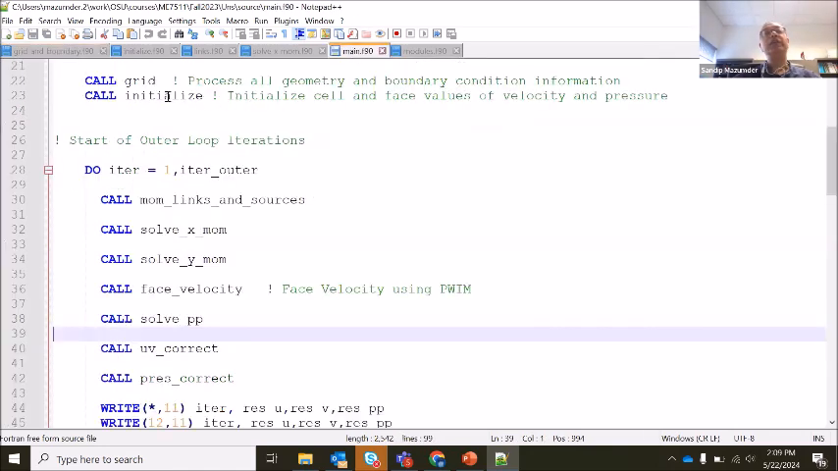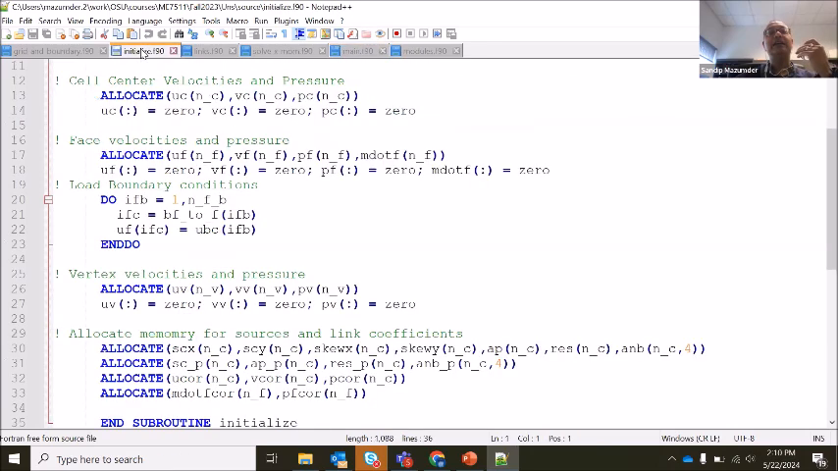All right, then we have this subroutine called initialize. And as I said, this is where you allocate memory and you initialize all of the arrays. And I'll just show you what is being done here. So for example, I am allocating all the cell center arrays. So this is u velocity, u at the cell center, v at the cell center, pressure at the cell center. Okay, and I'm setting all of them to 0. You may not set them to 0, but I'm choosing to set them to 0.